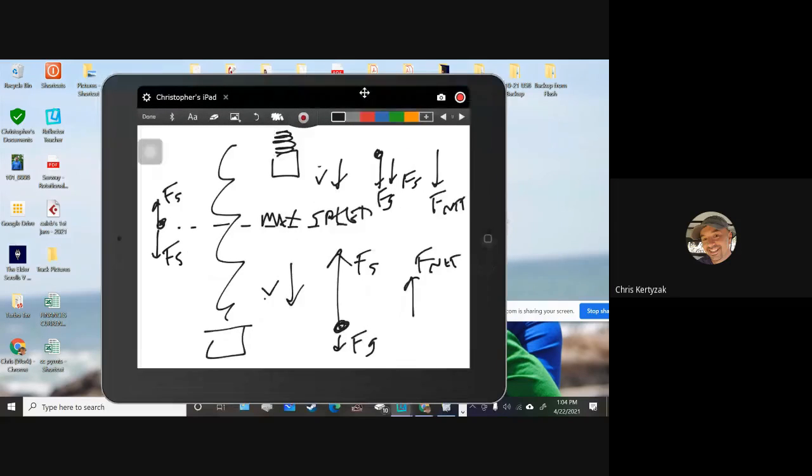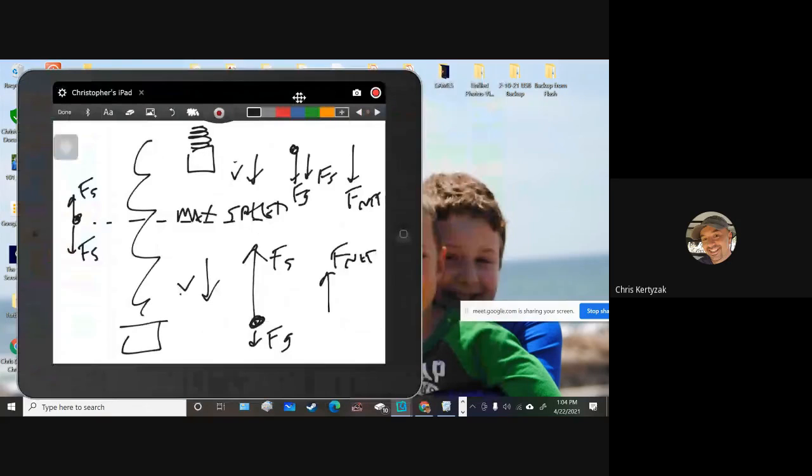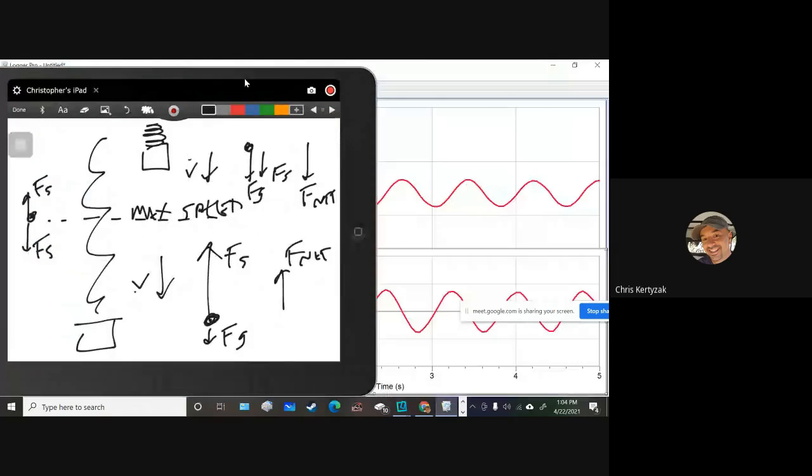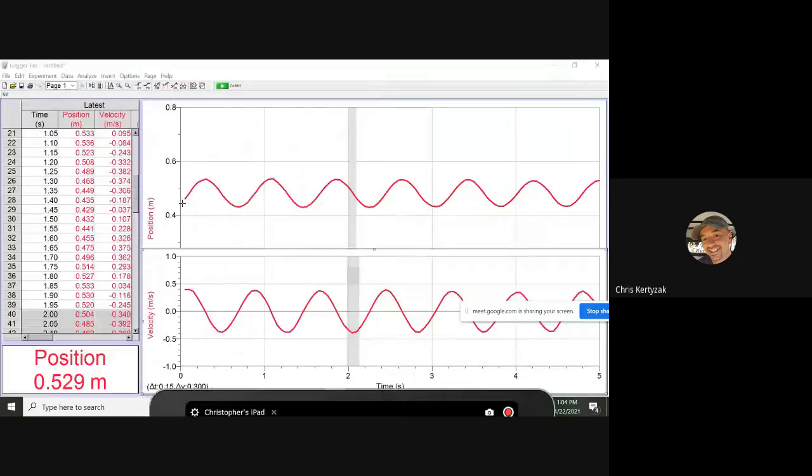Interestingly, when there's no net force, when it's at its equilibrium position, that is actually where you would expect the maximum speed. And that's what we're seeing here. When you look at this position graph, again, here's the top when it's up in the air. Here's the bottom when it's all the way to its lowest point. So where would the equilibrium be? Right here in the middle. Boom, right there where my cursor is.